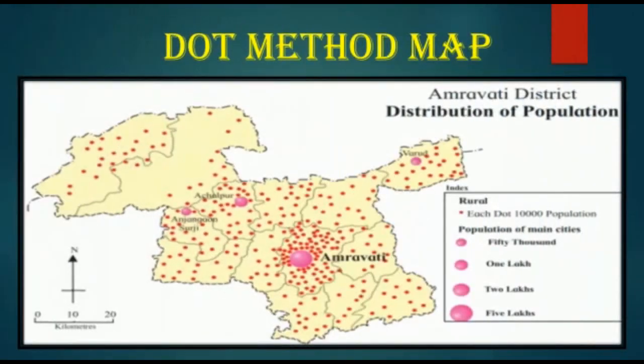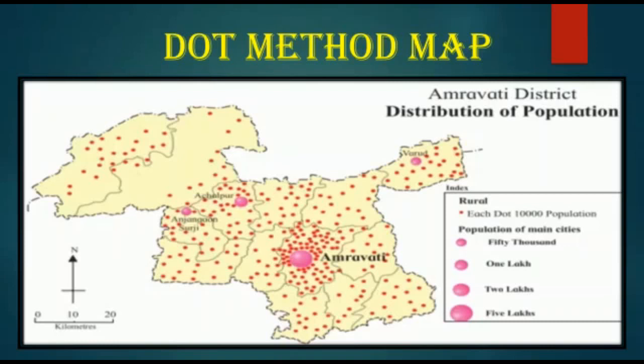Let us understand the dot method with the help of the map of Amravati district. Students, let's observe the map. So, what did we observe? The given map shows the population distribution of Amravati district. In this map, population is the variable.